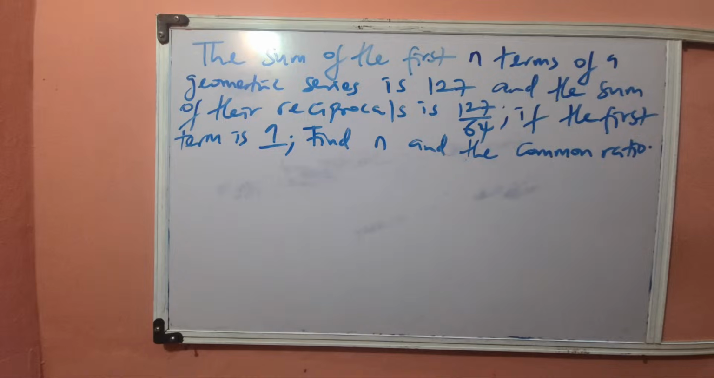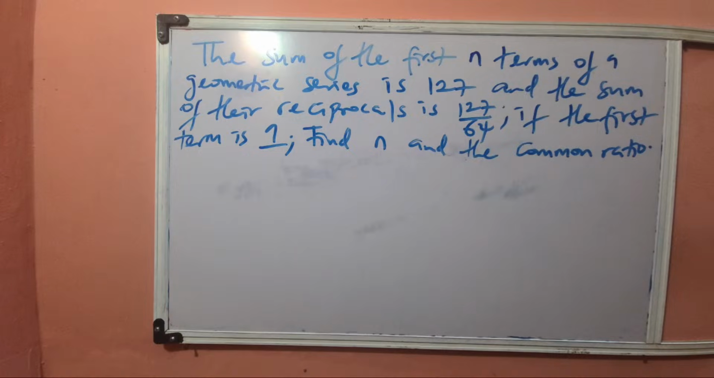Now, look at the question now. The sum of the first n terms of a geometric series is 127, and the sum of their reciprocals is 127 over 64. If the first term is 1, find n and the common ratio. Now, let's not have any long thing here.